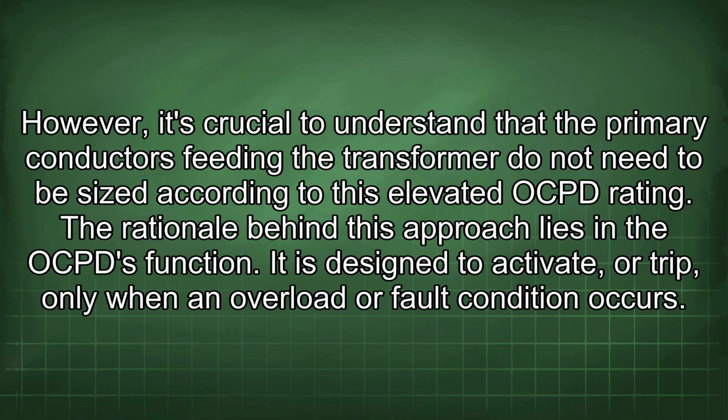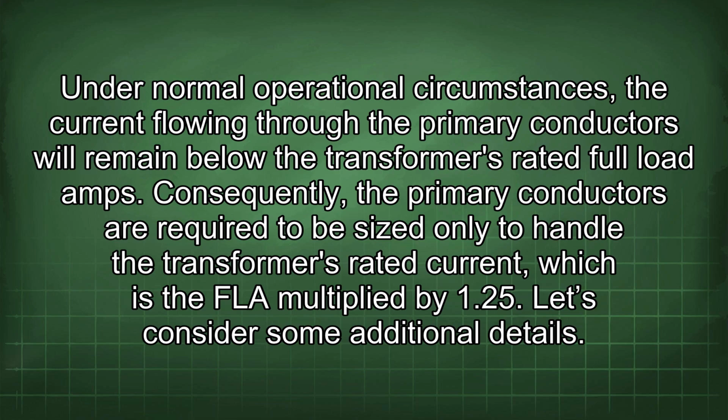However, it's crucial to understand that the primary conductors feeding the transformer do not need to be sized according to this elevated OCPD rating. The rationale behind this approach lies in the OCPD's function. It is designed to activate, or trip, only when an overload or fault condition occurs. Under normal operational circumstances, the current flowing through the primary conductors will remain below the transformer's rated full load amps. Consequently, the primary conductors are required to be sized only to handle the transformer's rated current, which is the FLA multiplied by 1.25.